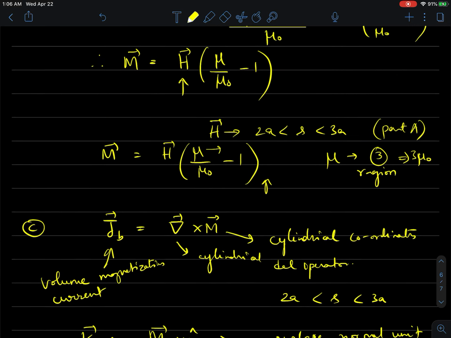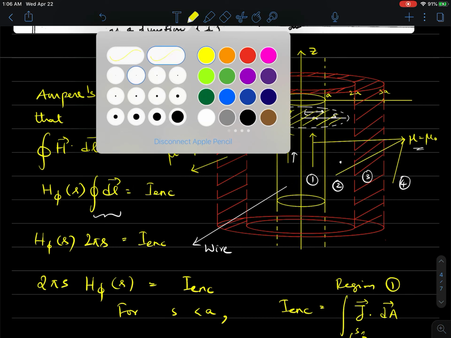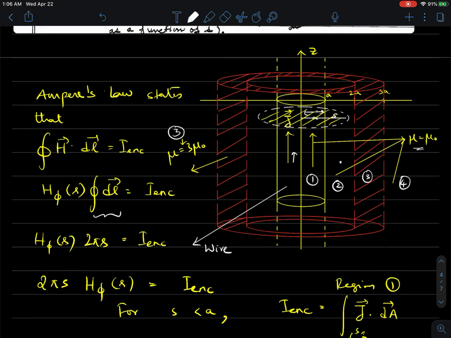Okay, I could go back to the same figure here. So they want us to find the magnetization currents, volume magnetization currents in this region, and the surface magnetization currents on this surface and this surface.